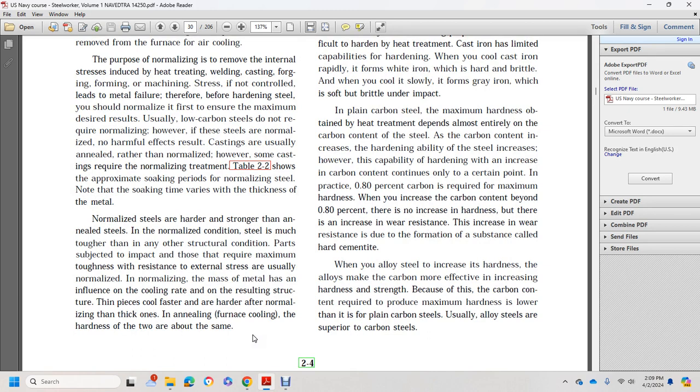Parts subject to impact loads require maximum toughness and resistance to external stress, and are usually normalized. The mass of the metal has an influence on the cooling rate and therefore on the resulting structure. A thin piece will cool faster and become harder than a thick one when normalized. With annealing by furnace cooling, the hardness of the two is about the same.